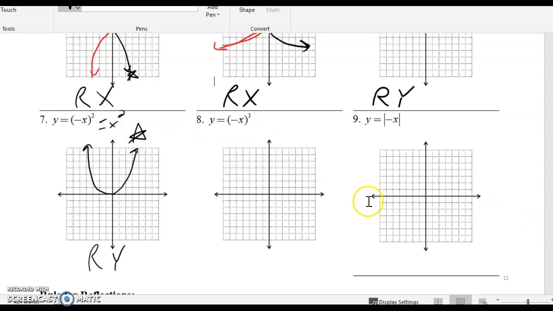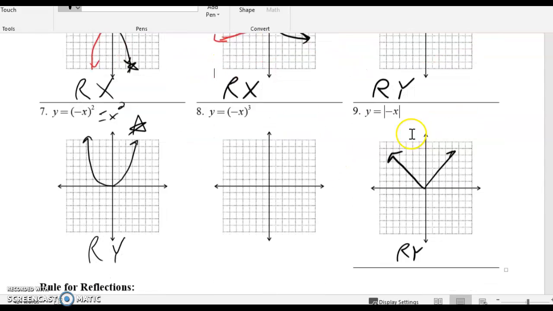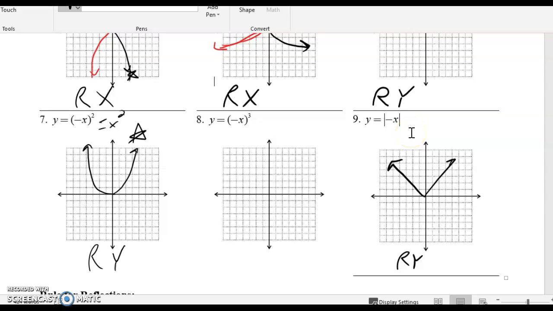Same thing with number 9. I'm going to skip number 8 and come back. Where's the negative at? It's on the inside. That means it's a reflection over the y. Well, normally it looks like a V. So reflect that left and right. Presto. It's done. You reflected it left and right, you got the V back. So again, knowing inside versus outside is crucial. Inside stuff is left and right. Outside stuff is up and down.